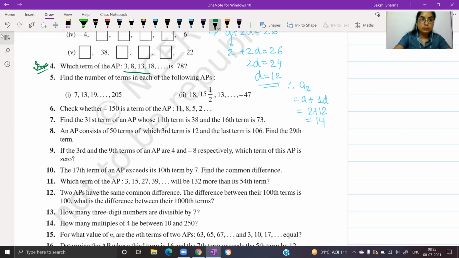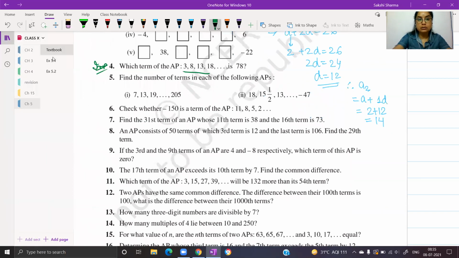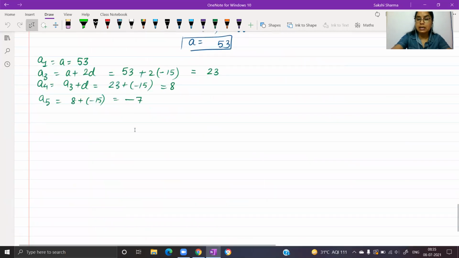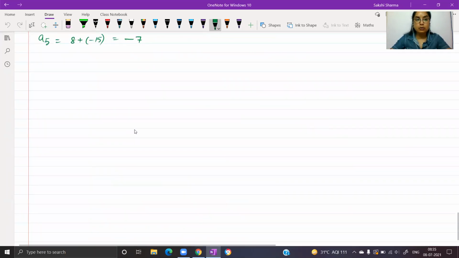So first of all, you want to write down that we are assuming that 78 appears at the nth place. That would make an equal to 78. And then you can apply the formula. For using the formula, you require a and the common difference, which can be obtained from the arithmetic progression itself. So the arithmetic progression given to us is 3, 8, 13, 18, and so on. First term of the arithmetic progression, the common difference.